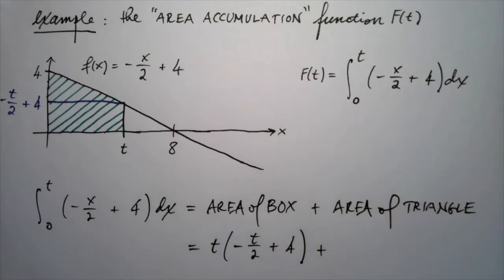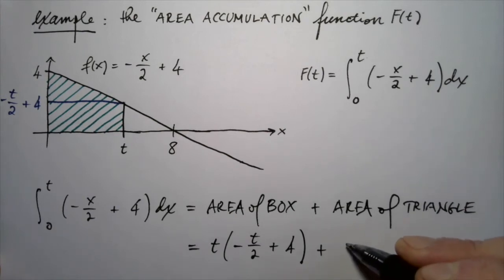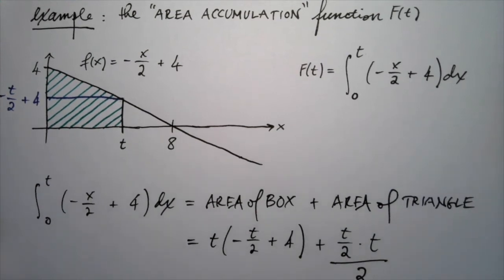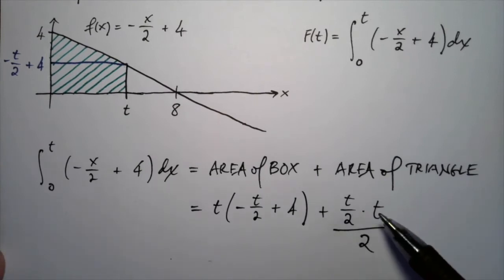What about the area of the triangle? Well, the height of the triangle is what's left from this y-intercept 4 after you subtract off minus t over 2 plus 4. And so in other words, that little bit of y-axis, how much is there, is exactly t over 2. All right, t over 2 is the height of that triangle. What's the width of the triangle? Well, it's t again. It has the same base as the width of the box, but then we need to divide by 2 because it's the area of a triangle. So that's height times base divided by 2. That'll give you the area of the triangle.